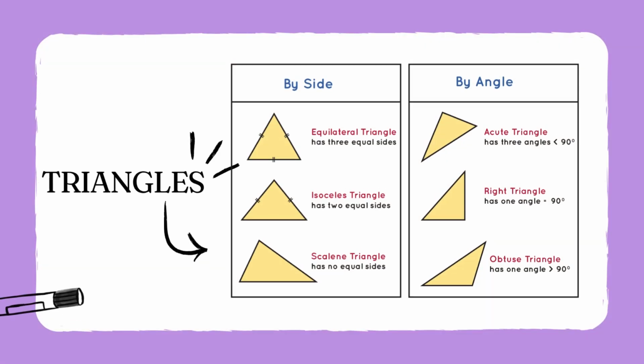A triangle is a polygon with 3 sides. We classify triangles into 2 types. First classification is by side.